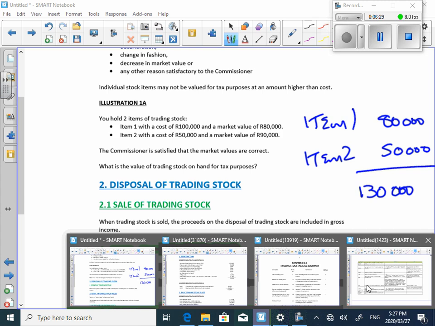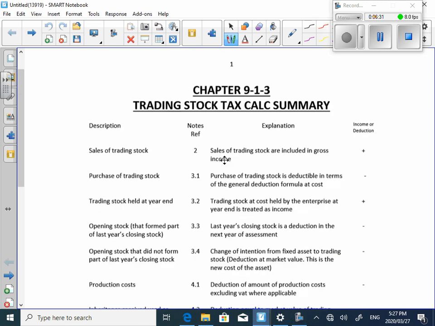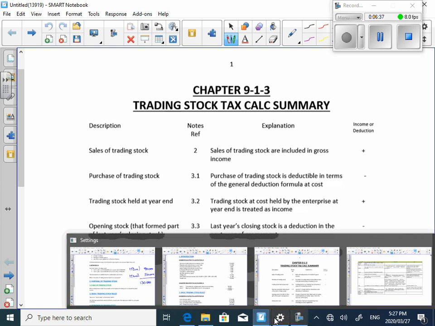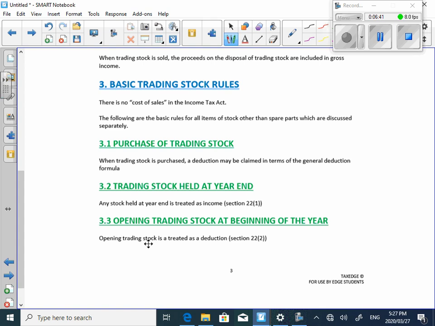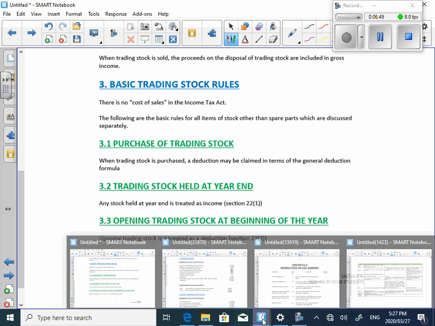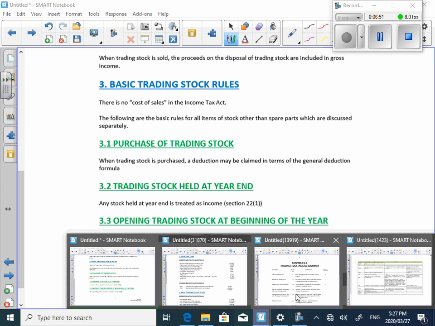Let's see what you're supposed to do on the summary. Sales of trading stock are included in gross income. So there's a plus for income itself. And we're going to continually come back to this. Moving on. Basic trading stock rules. Purchase of trading stock. When trading stock is purchased, the deduction may be claimed in terms of the general deduction formula. So whenever we buy trading stock, we get a deduction.